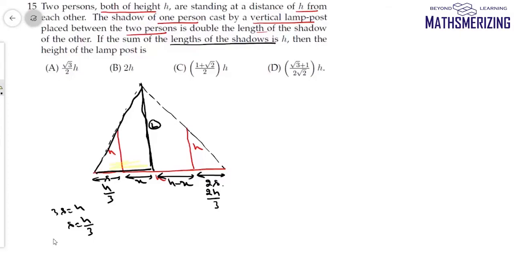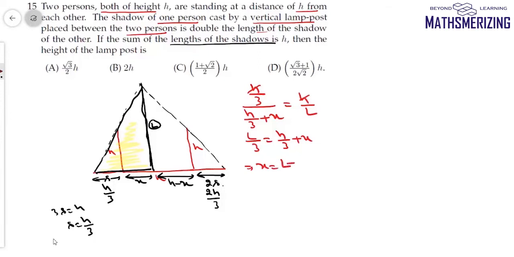First I'll consider these two similar triangles. For these two similar triangles I can write (h by 3) upon (h by 3 plus x) is equal to h upon L. Here h will cancel. So I can write L upon 3 equals h upon (3 plus x)... so from here I'll write x equals L minus h upon 3. So that's my first result.